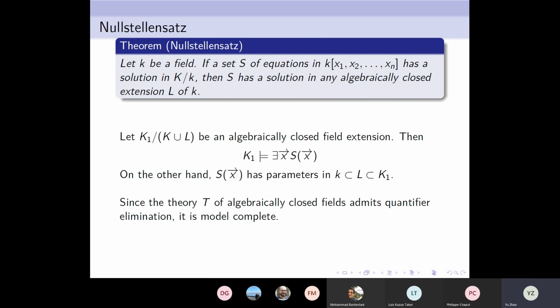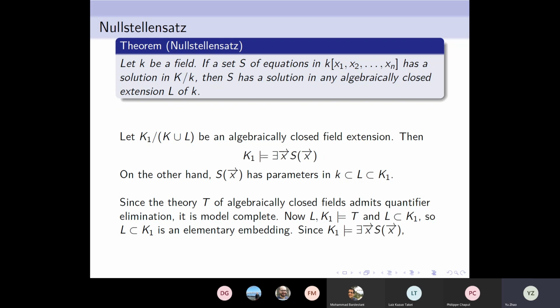Then the theory T of algebraically closed fields admits quantifier elimination from the previous theorem, so it is model complete. Then we know L and K1 are both algebraically closed, so they are models of the theory T, and L is a subset of K1. So that means the embedding of L into K1 is an elementary embedding.